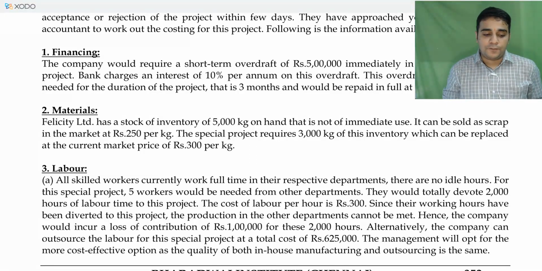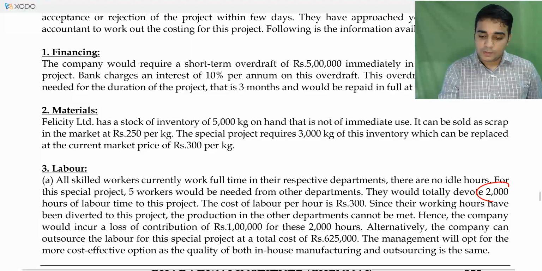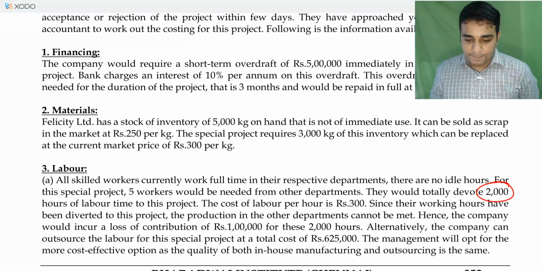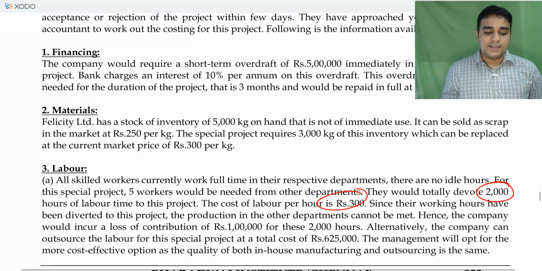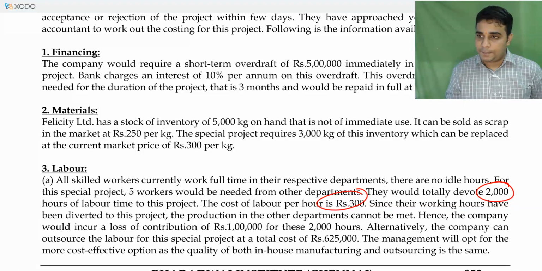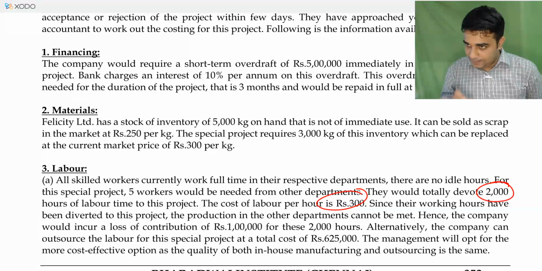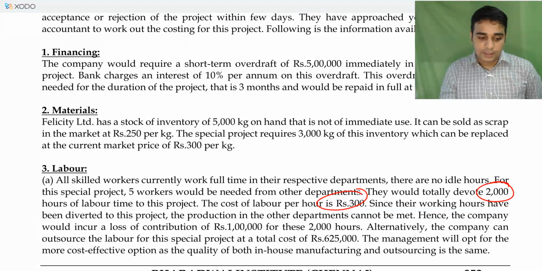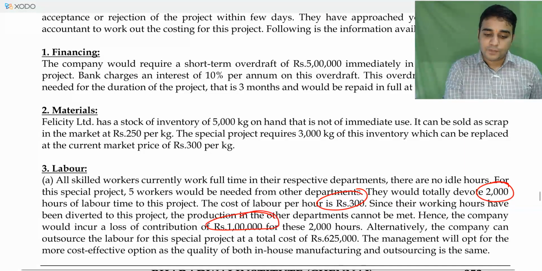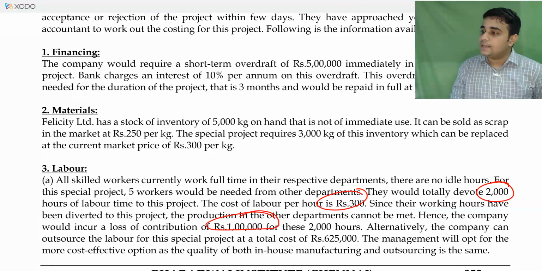One, I can go for using the existing employees. Totally I need 2000 hours, and they are saying 5 employees would be needed from another department. Cost of labor is 300. Since the working hours have been diverted, the production in other departments cannot be done. So, it is labor available, busy and cannot be substituted. You will lose a contribution of 1 lakh. Normal understanding is that in this 1 lakh they would have deducted the labor cost.